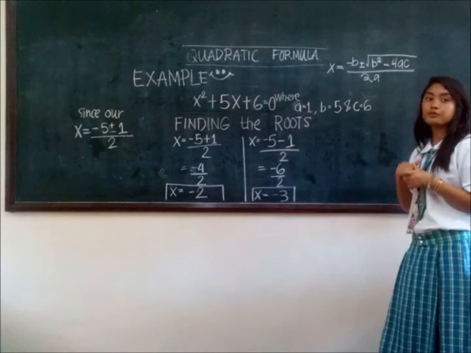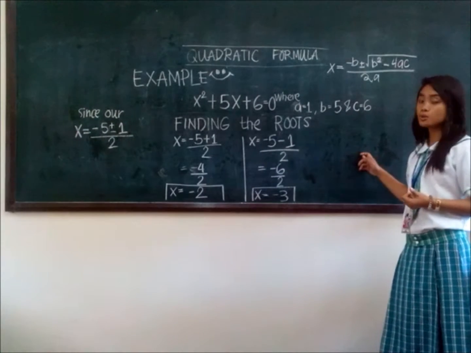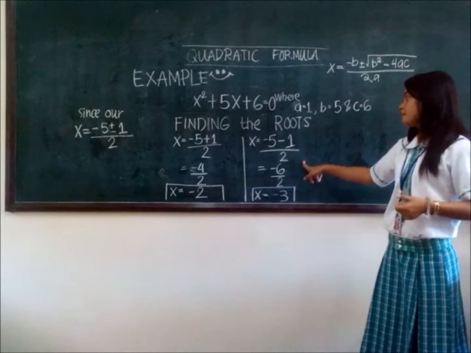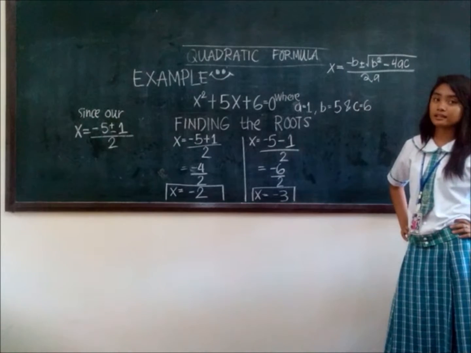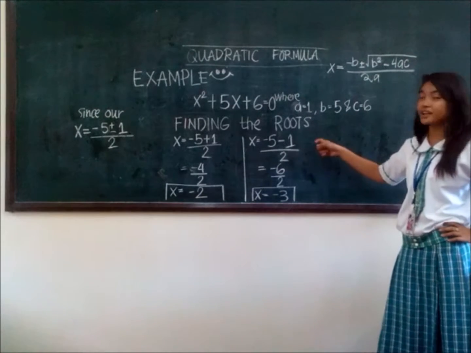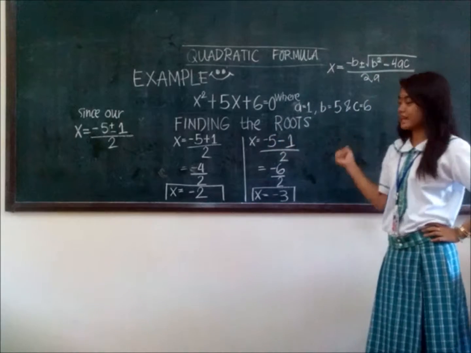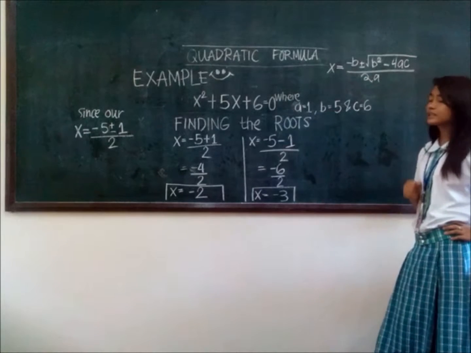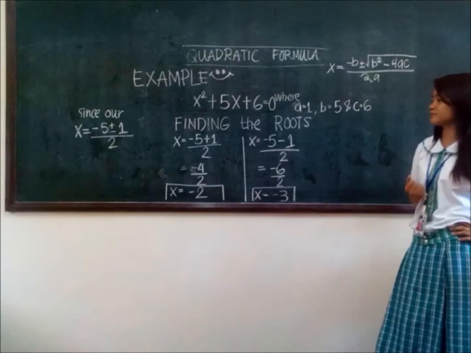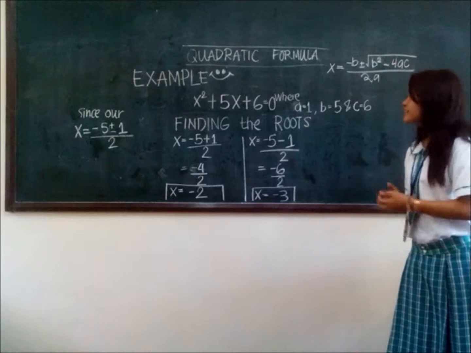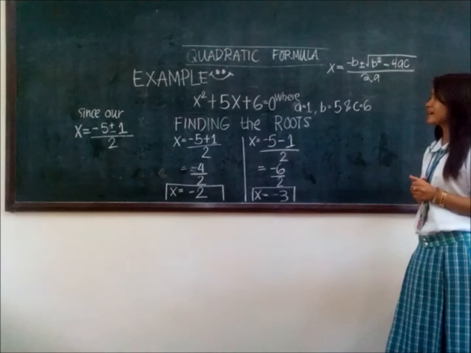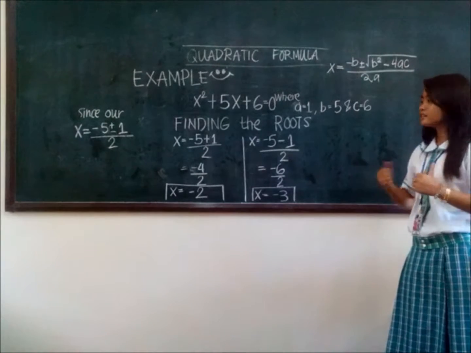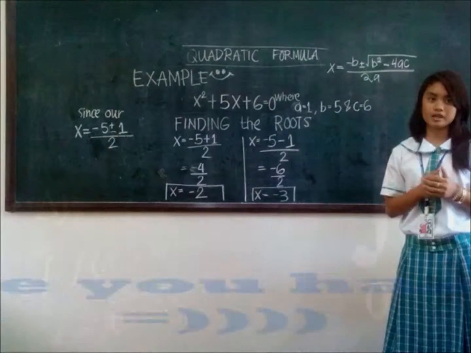Let's go here. Our x is equal to negative 5 minus 1 over 2. And the answer is negative 6 over 2. Why negative 6? Because negative 5 minus 1 is equal to negative 6, because they have the same negative signs. And our x is equal to negative 3 because negative 6 divided by 2 is equal to negative 3. And the roots of the quadratic equation x squared plus 5x plus 6 equals 0 are negative 2 and negative 3.